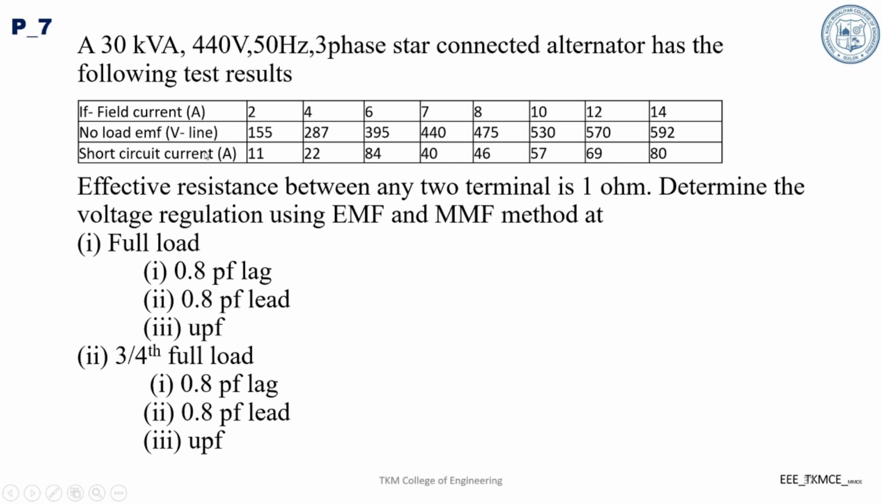Next problem is a 30 kVA, 440 volt, 50 Hz, 3-phase star connected alternator that has the following test results. This is the open circuit and short circuit test data. This is field current, this is no load EMF in line value, and this is the short circuit armature current. Effective resistance between any two terminals is 1 ohm. We need to determine the voltage regulation using EMF and MMF method at full load and 3/4 full load corresponding to 0.8 power factor lag, 0.8 power factor lead and unity power factor conditions. Here it is given that effective resistance between any two terminals is 1 ohm. That means effective resistance per phase is 1/2, that is 0.5 ohm.